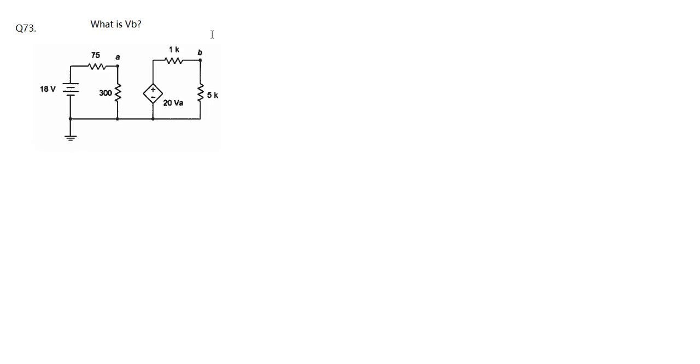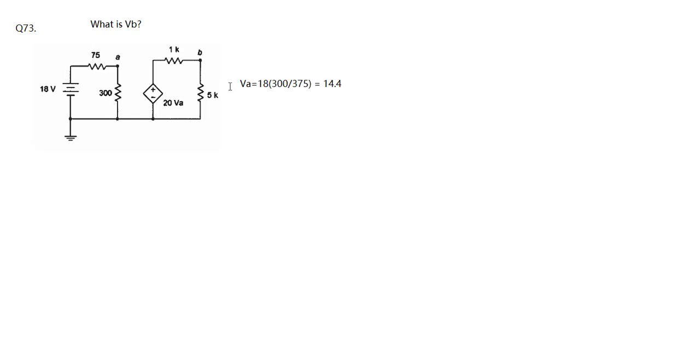Okay, so to find VB, we first of all have to find VA. And VA is found using our trusty voltage divider. So we have the 18 volts, and we're interested in the voltage that's across the 300 ohm resistor. So it's going to be 18 volts multiplied by the 300 and divided by the total series resistance, which is 375.